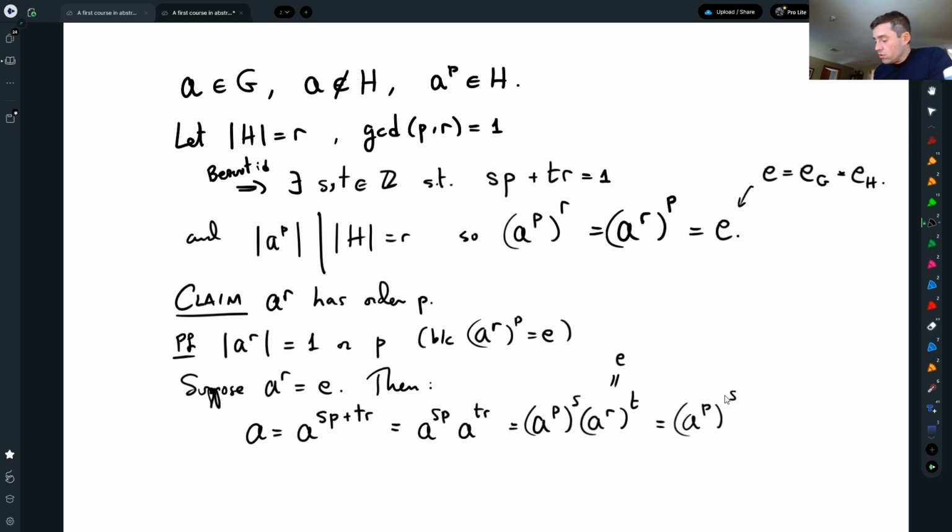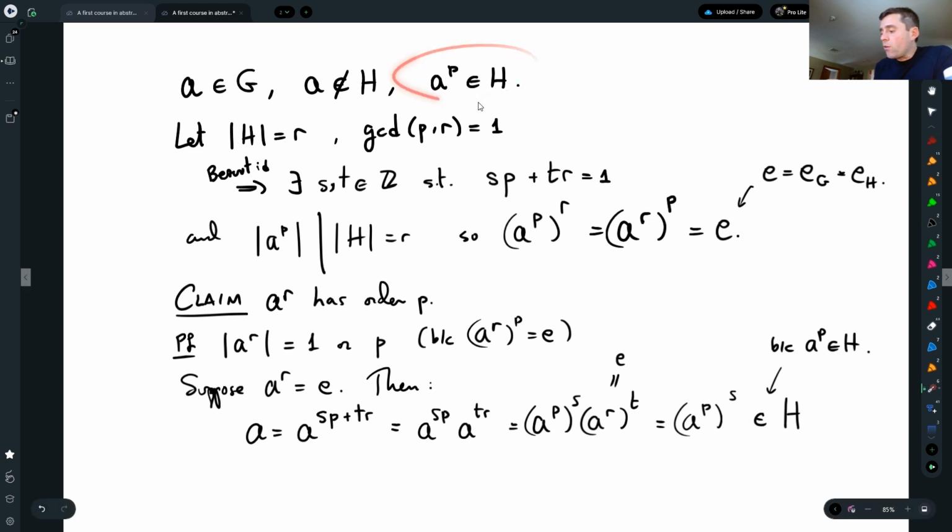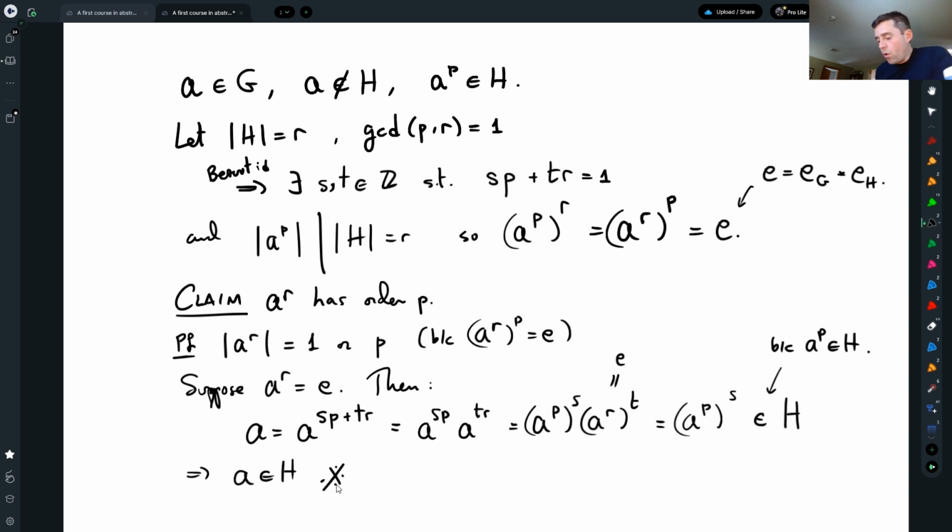But A to the P is in H, so A to the P to the S is in H, because A to the P is in H by assumption. We had found that A to the P was in H, so this would be in H, but that would tell me then that A is in H, because here A is equal to this, which is in H. So A is in H, but that is a contradiction because we knew A is not in H. So that is the contradiction I'm looking for, and that tells me that the order of A to the R is P, and therefore there is an element in G, which is precisely A to the R, of order P. And that's what I wanted.